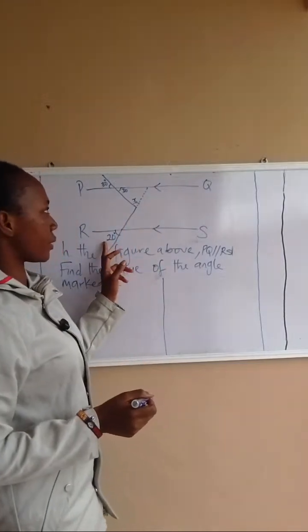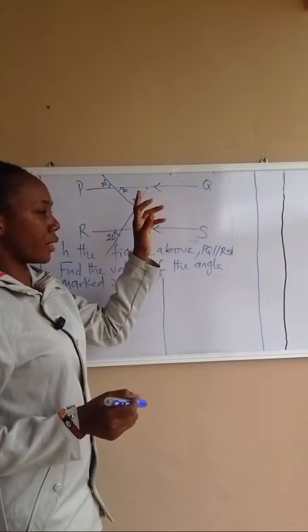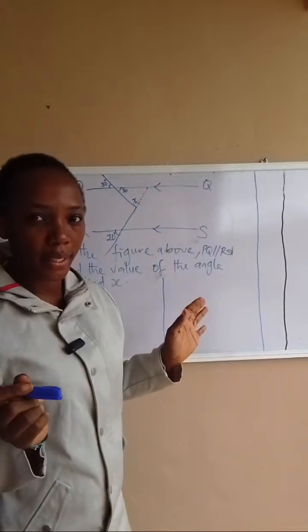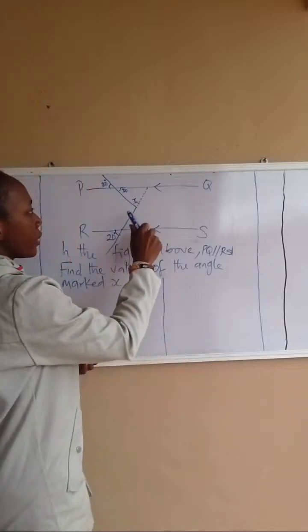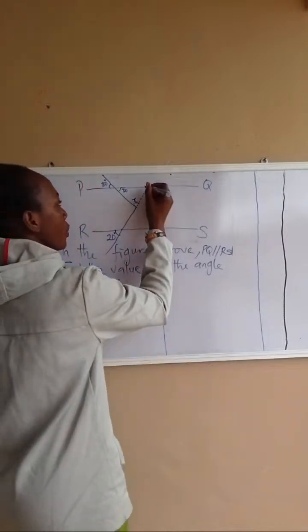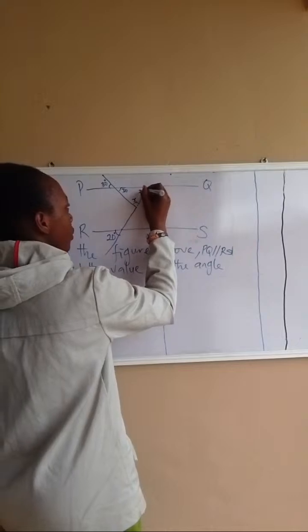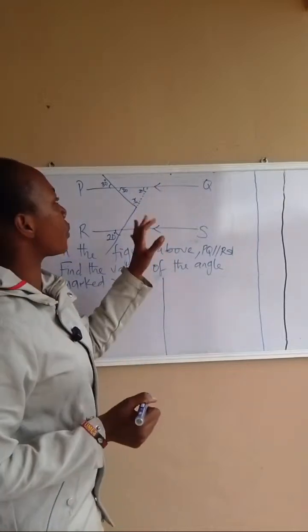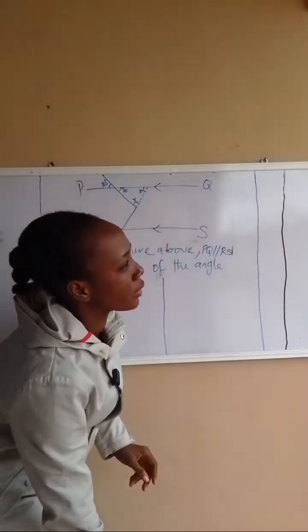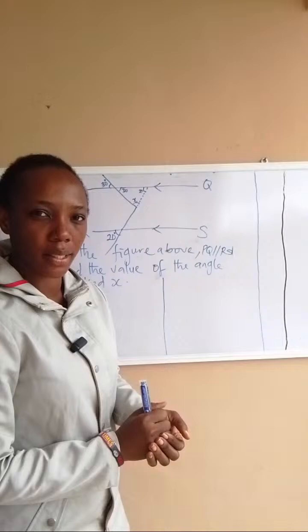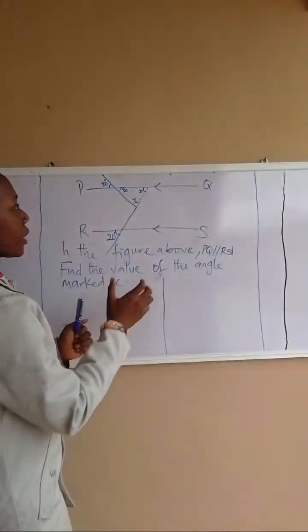This angle here and this angle here are the same. Why? They are corresponding angles. Corresponding angles. So we'll put that down as well as 20. So since we've been able to get these two angles, to get the marked angle x will be very, very easy. How do we do that?